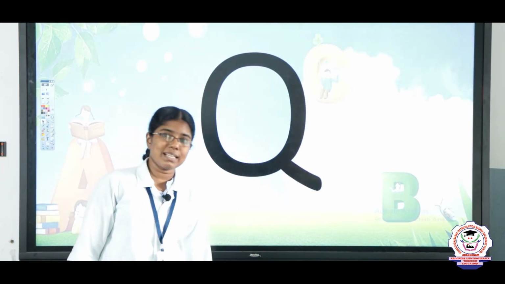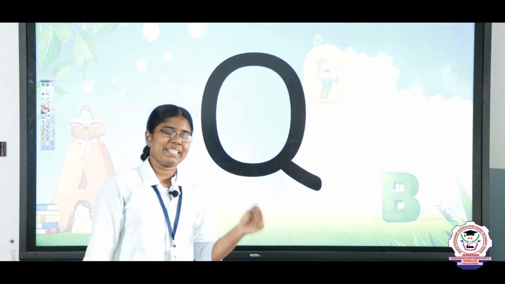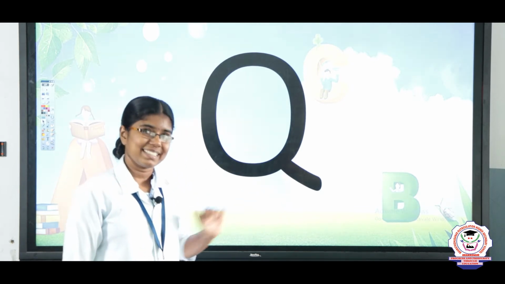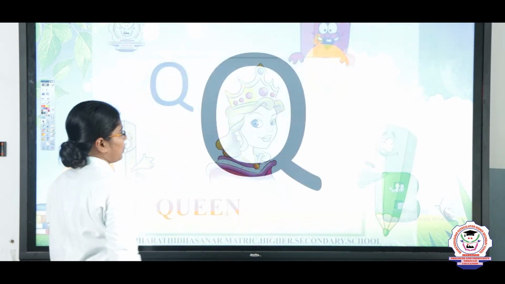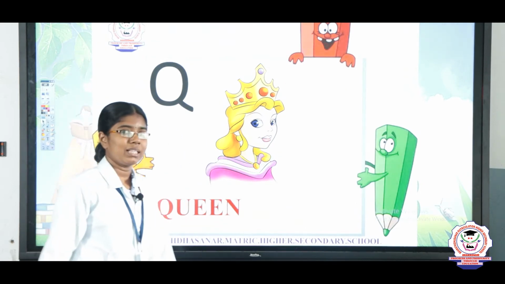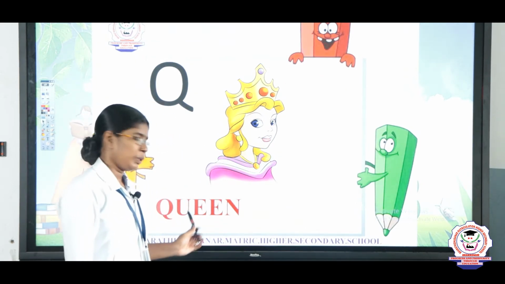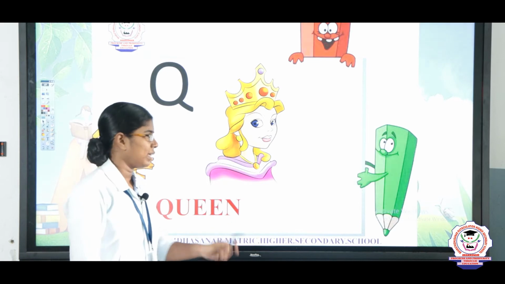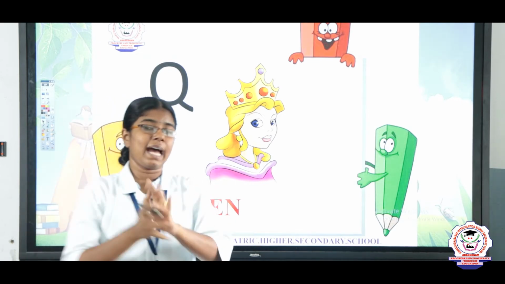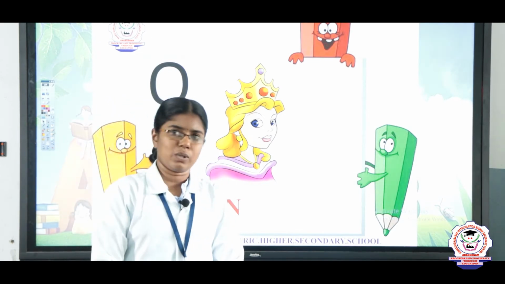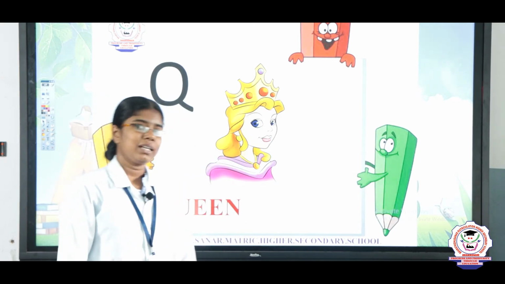Next, what letter is it? Q. Yes. What letter children? Yes, this is the letter Q. See here, Q for queen. See, Q-U-E-E-N, queen. In the older days, king and queen only ruled our country. Okay, so she is a queen.